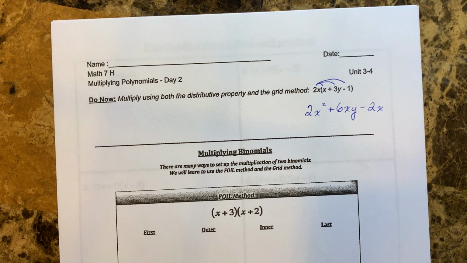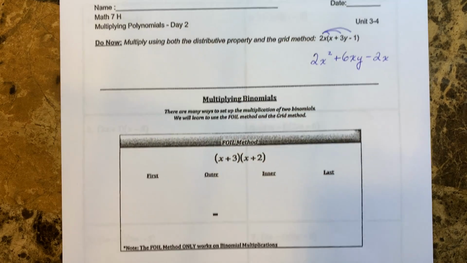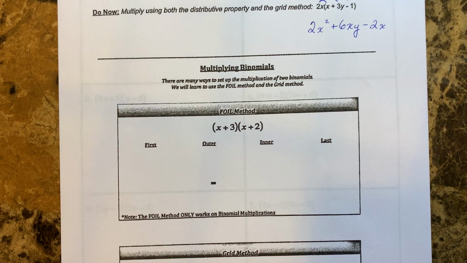All right. Let's start talking about a little bit of a different type of multiplication problem. Instead of a monomial being multiplied by any other polynomial, we can have different types of nomials. In this case, two binomials being multiplied together. There's going to be two methods I'd like to show you. This first method we call the FOIL method.